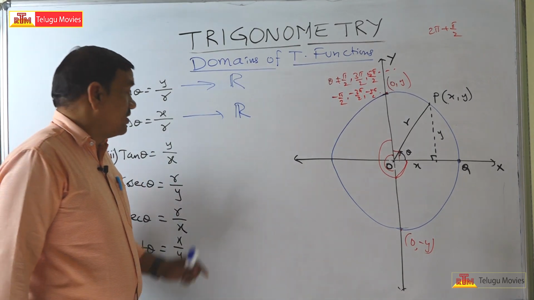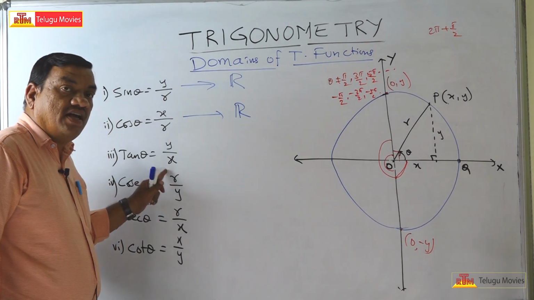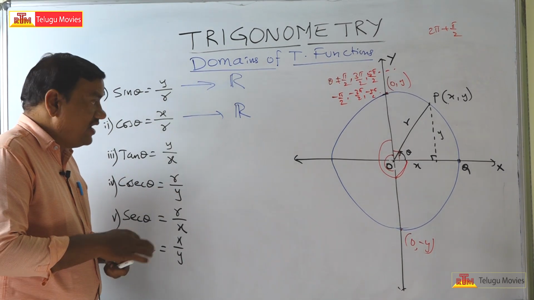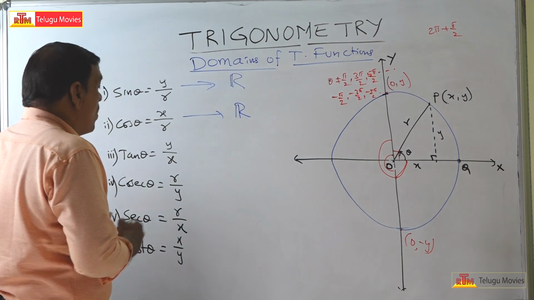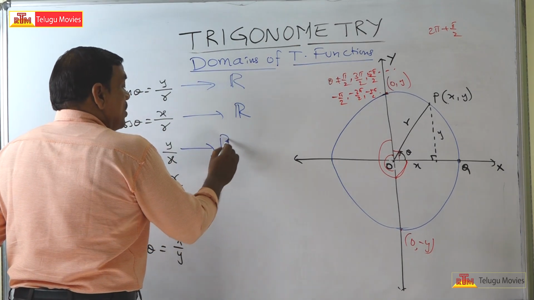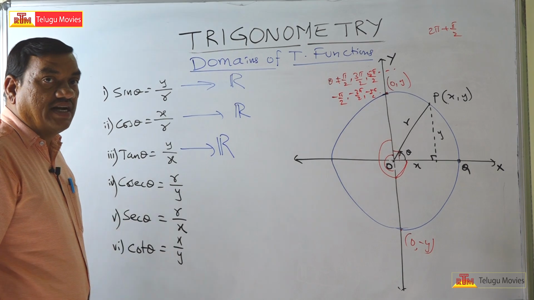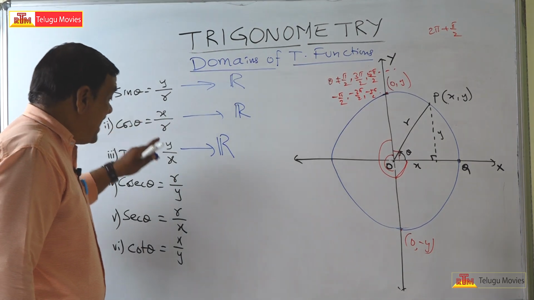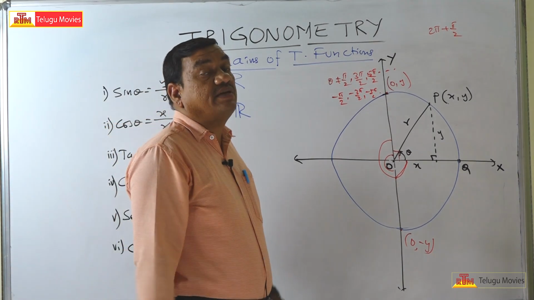Tan theta is not defined. The one and only reason is what? x will become 0. That's why, what is the domain of this? The set of all real numbers, except where x becomes 0.